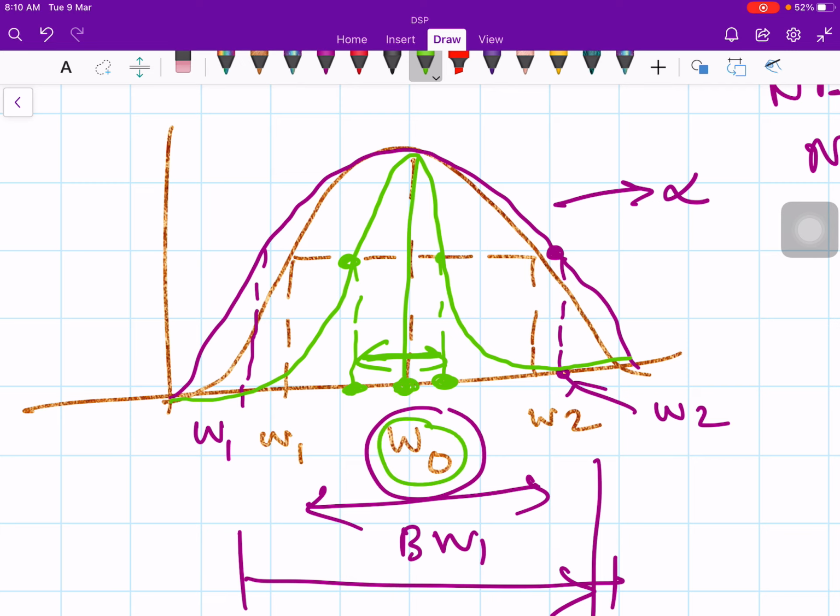So one can change the bandwidth of the filter without changing the center frequency, or you can change the center frequency without changing the bandwidth. That is also possible. The entire curve is shifted to the left or to the right. That is also possible in this design.